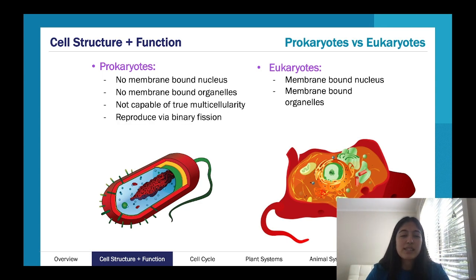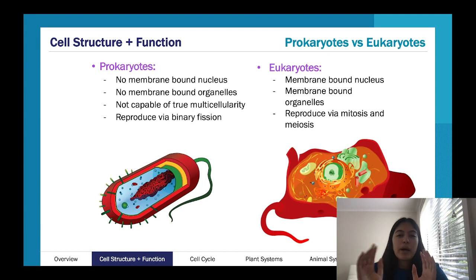Not capable of true multicellularity. So we technically think of prokaryotes, definitely in the context of Bio 1-2 at least, as single-celled organisms. Eukaryotes, we tend to think of as a little bit more multicellular, but be aware there are single-cell eukaryotes. So maybe put this as a difference that's a bit lower down your list, in terms of ones that jump to your mind.